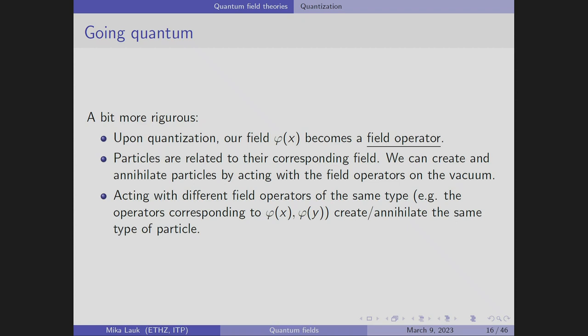So the difference is that, say this is a creation operator, phi x creates a particle at point x in space-time, and phi y creates a particle at point y in space-time. So this is what I mean with same type, but different, right? Same type means it's the same phi, but in a sense, when we quantize, we get operators for each point in space, because at each point we could theoretically create some particle.